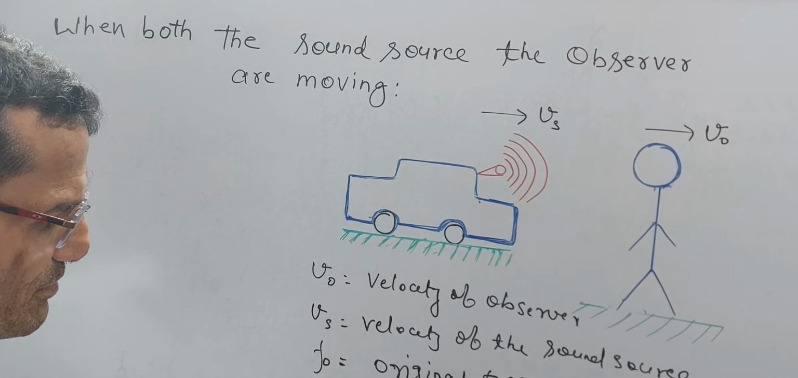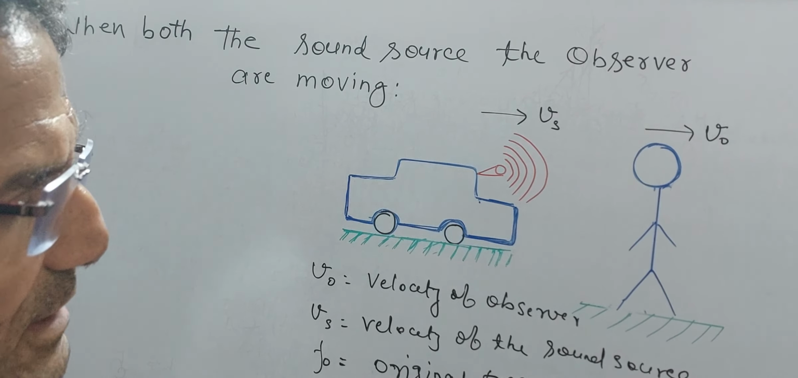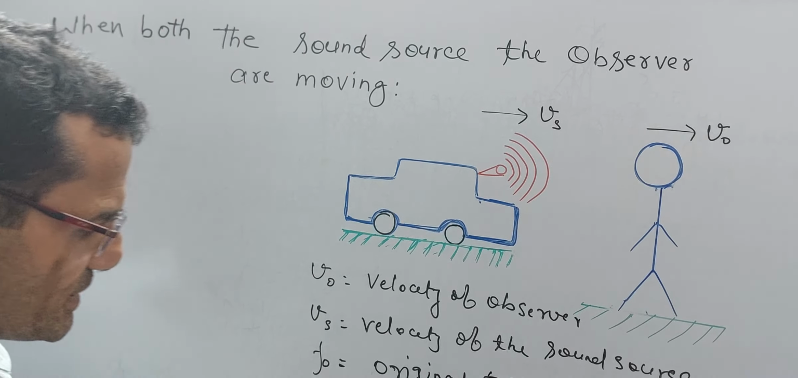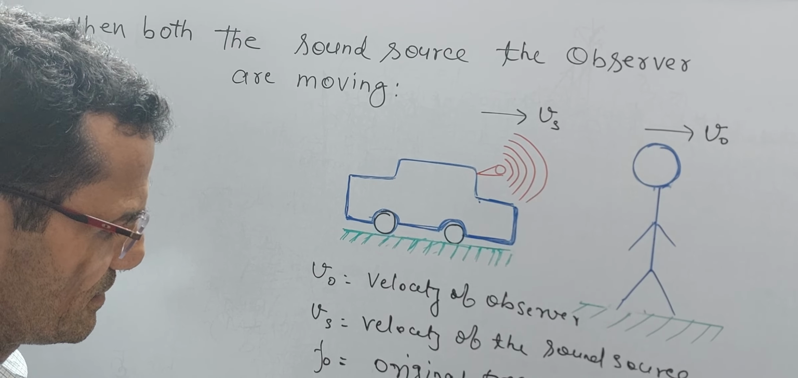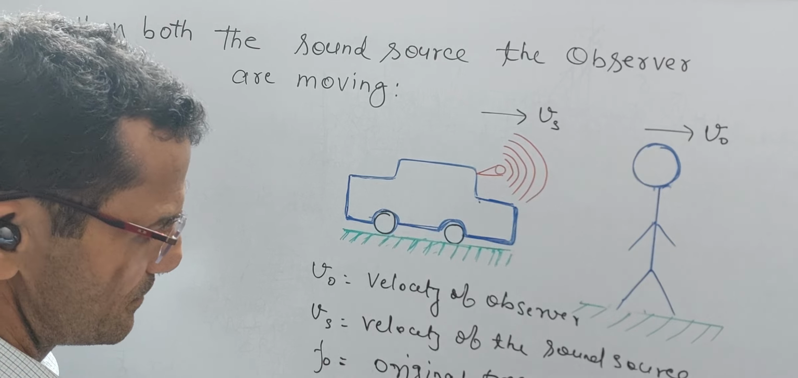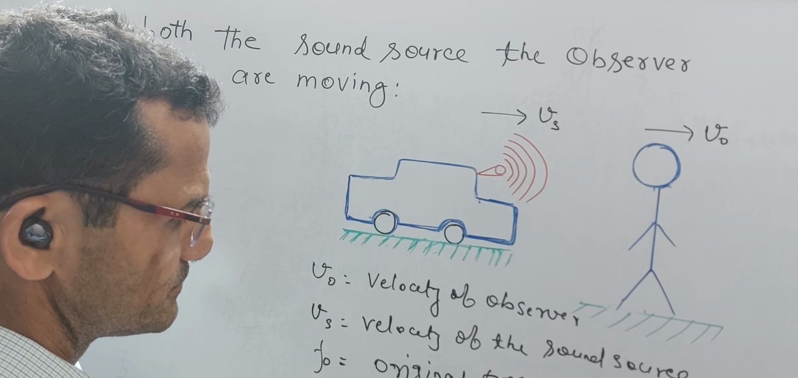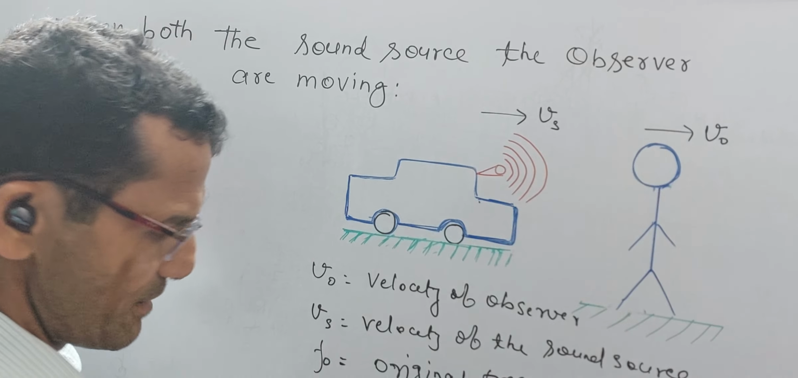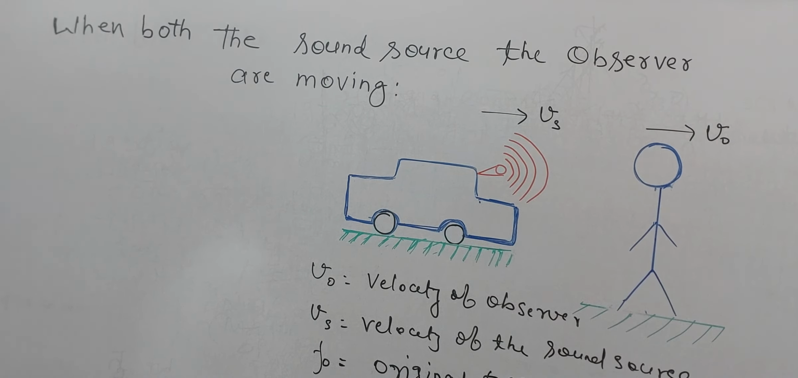And F is the apparent frequency when there is a relative motion between these two. So we can call this the apparent frequency. This is apparent, not real. It appears to the observer.